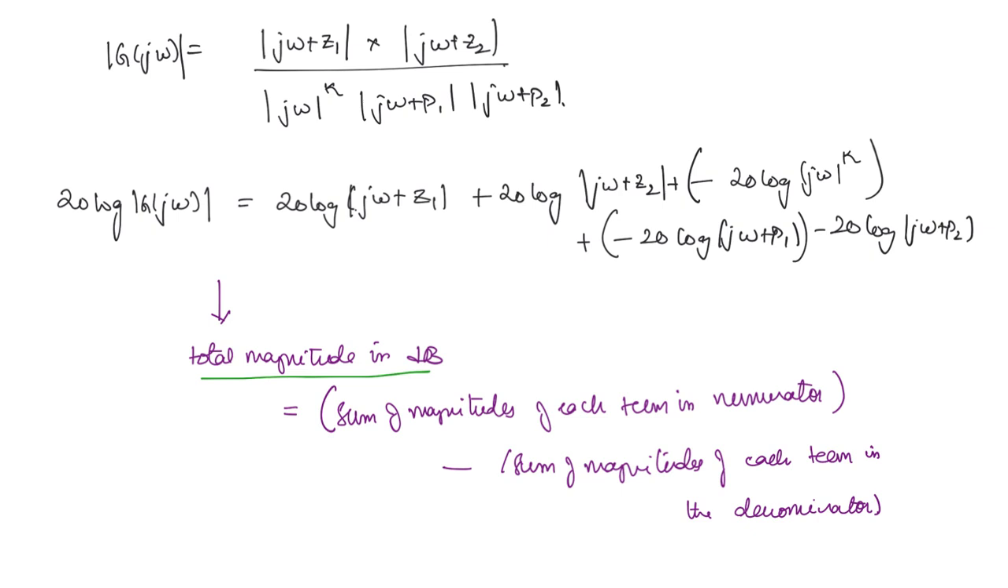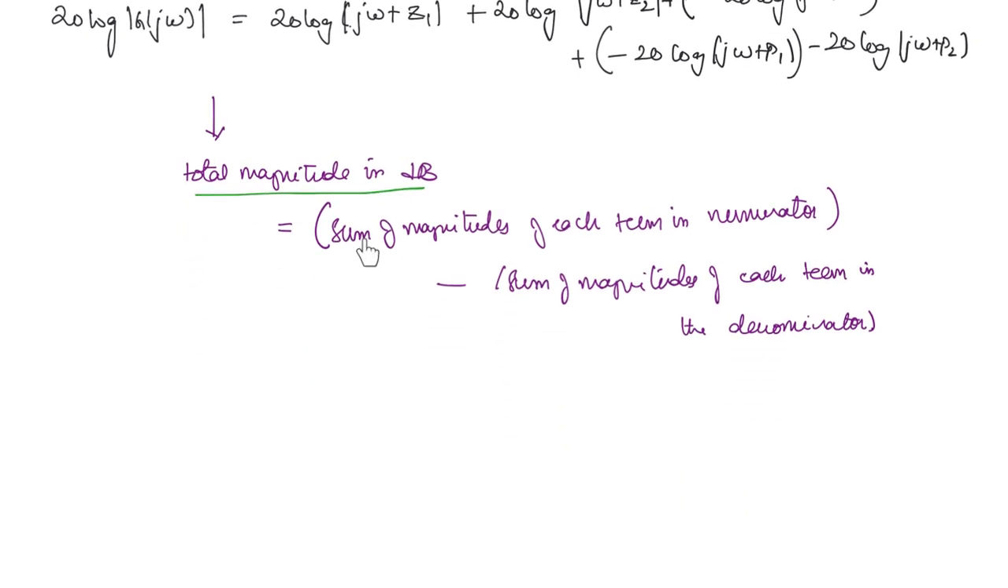Not only can it be expressed as the sum of magnitudes in the numerator minus the sum of magnitudes in the denominator, but you can simply write the sum of magnitudes of each term. Forget about numerator and denominator, because the minus that comes from the denominator we are taking into the bracket itself.